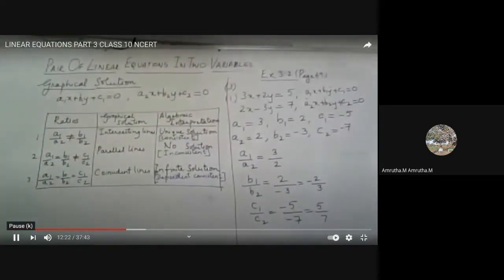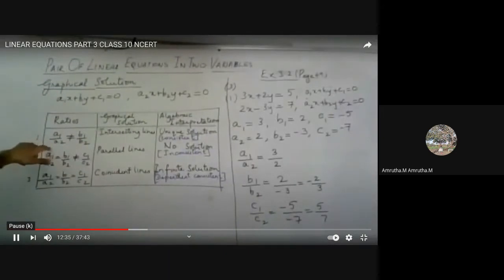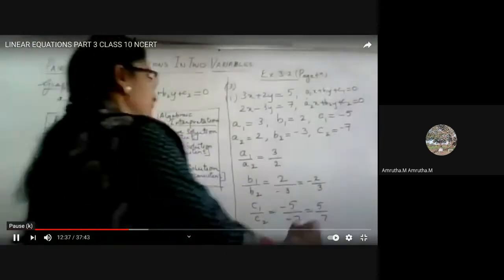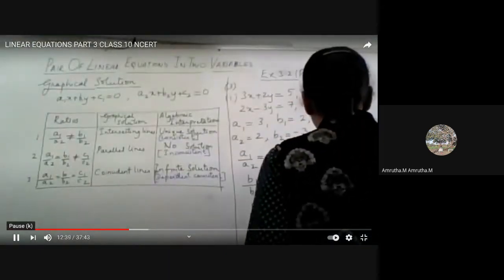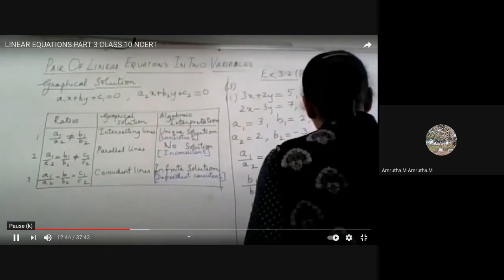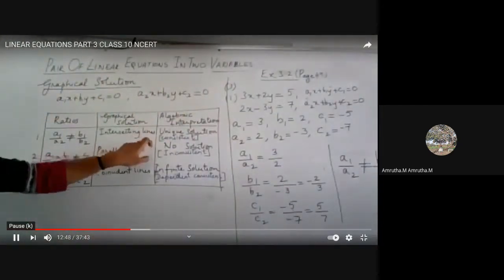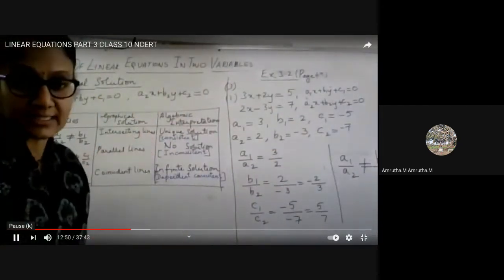So what can you decide now? What kind of solution should you have? Consistent solution. Yes, which of these conditions is visible there? A1 by A2 is not at all equal to B1 by B2. In the first step only you can find that A1 by A2 is not equal to B1 by B2. So what kind of algebraic interpretation can you tell? It is going to be a consistent set of linear equations.